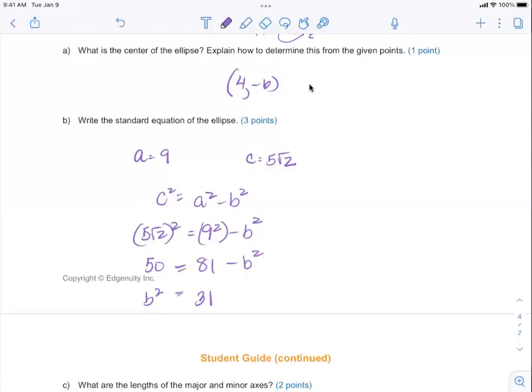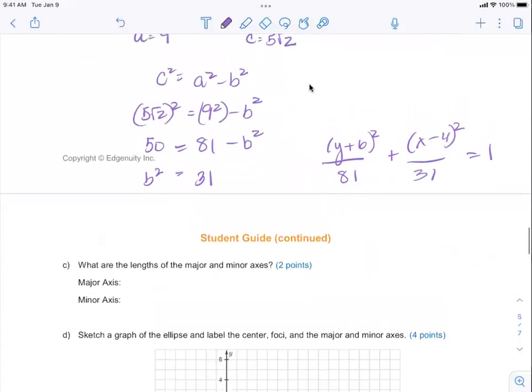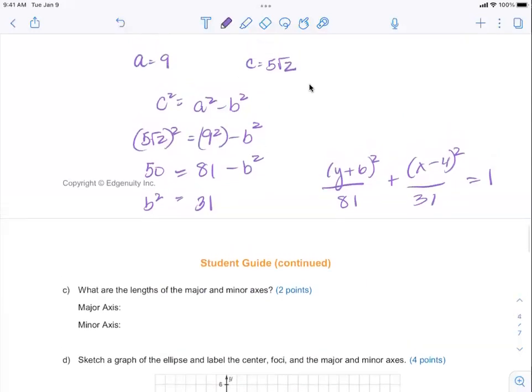So how do we put all this together for the ellipse? It's y plus 6 quantity squared over 81 plus x minus 4 quantity squared over 31, and it's equal to 1. It's always equal to 1 with an ellipse. What are the lengths of the major and minor axes? So the major one is the longer one, so it's 2a. And recall A was 9, so 2 times 9 is 18. The minor axis is the square root of 31, so we have 2b, which is 2 times the square root of 31, 2 root 31, and then we want to graph this.